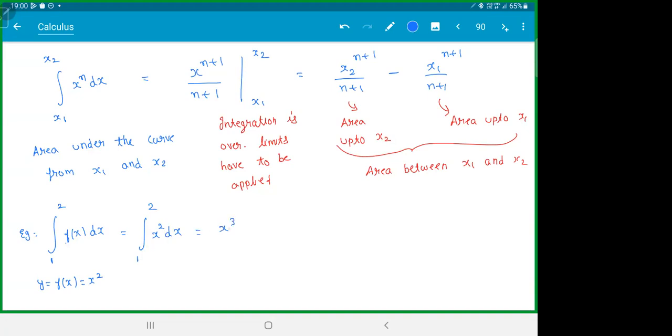This will be x cubed by 3. Remember the formula, n is 2 here. So x to the power of 2 plus 1 by 2 plus 1. Be careful, this is what I'm a little scared of. People will do differentiation of formulas. Integration is over.